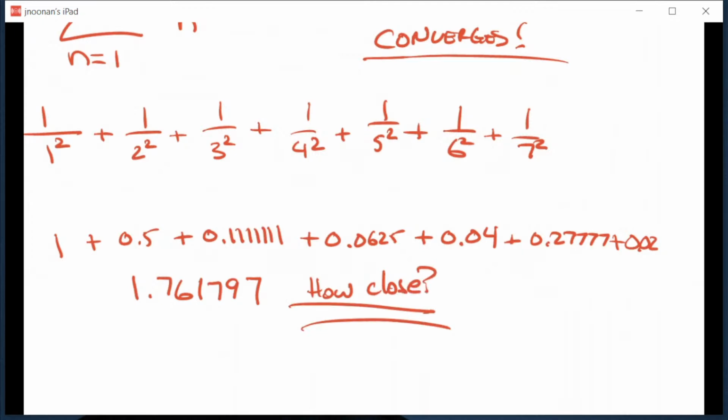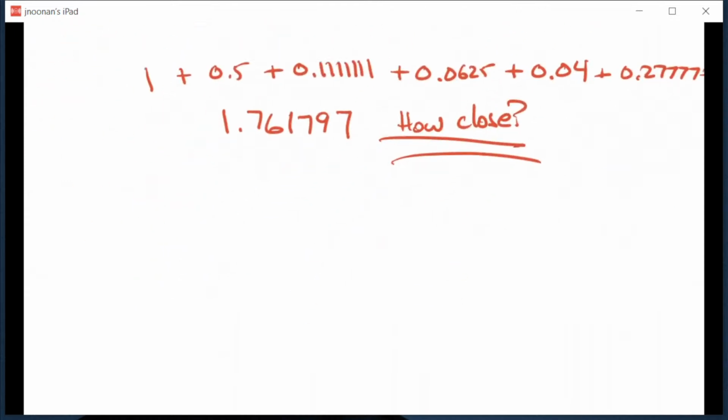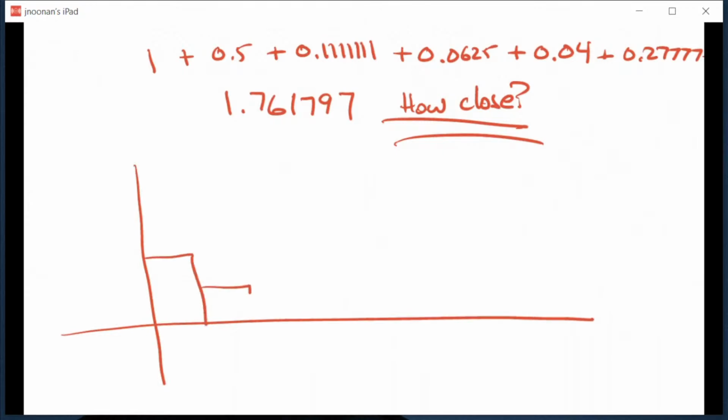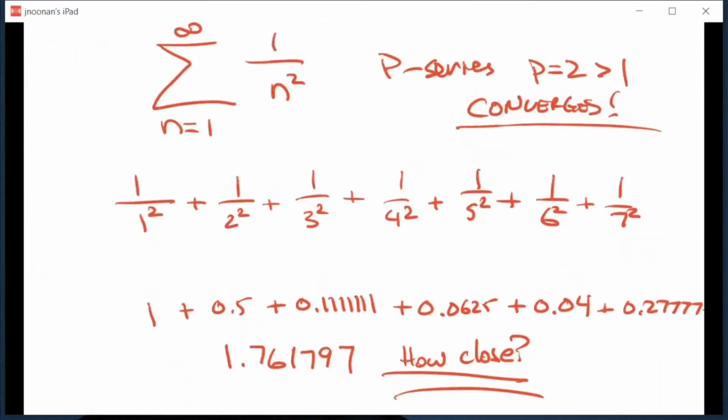Well, we can actually get an estimate for how close we are to the truth because we have the integral test. Let me just show you pictorially what's going on with the integral test. So you have this series. Basically, it's a sequence of numbers, and I'm representing that sequence with a bunch of bars. And then you have this function that matches this function up here.